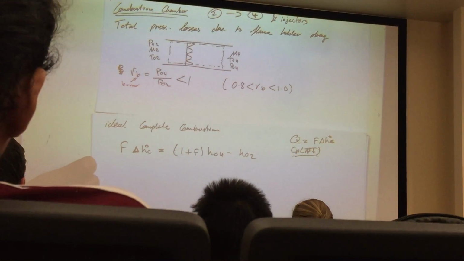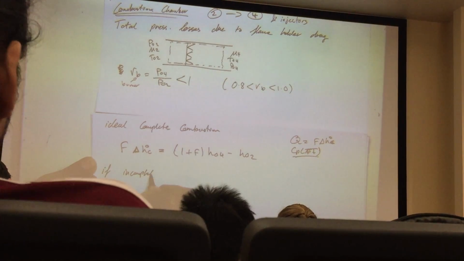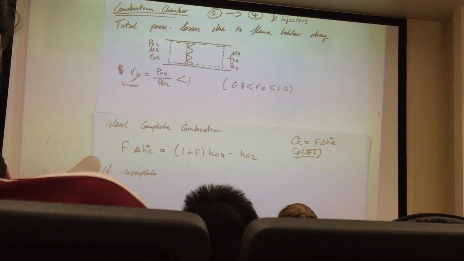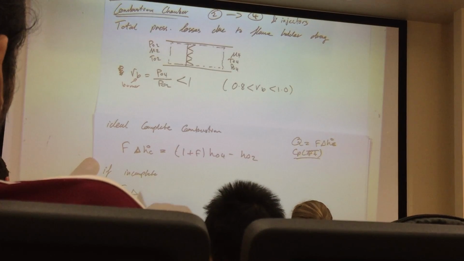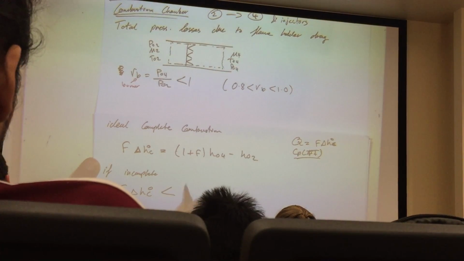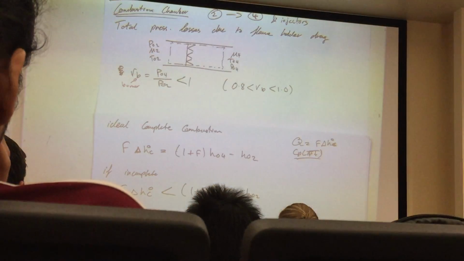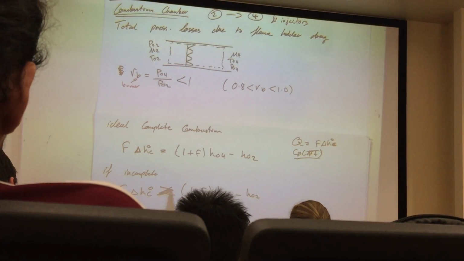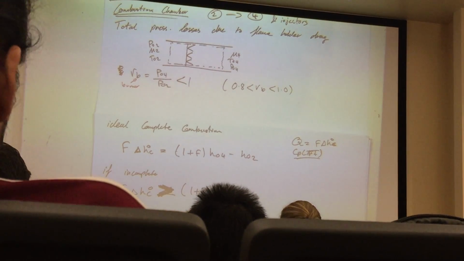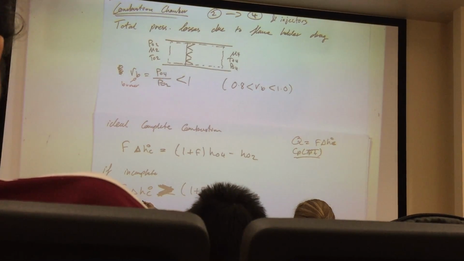Now, if it's not ideal, or if combustion is incomplete, here's what Jason's working on right now. Here's what's incomplete combustion. So F has to be less than F, meaning that if I have the amount of fuel air ratio I'm putting in my combustor, and I have my heat input, that assumes that I take all my fuel and burn it and generate heat.